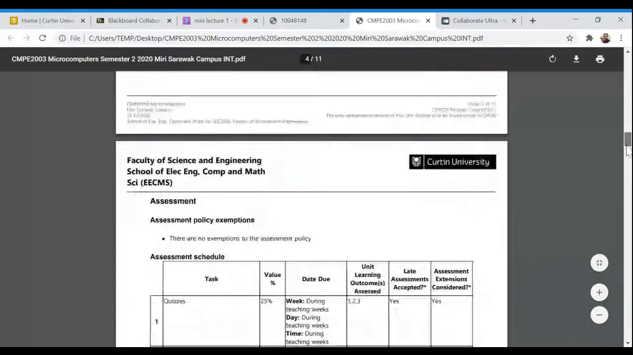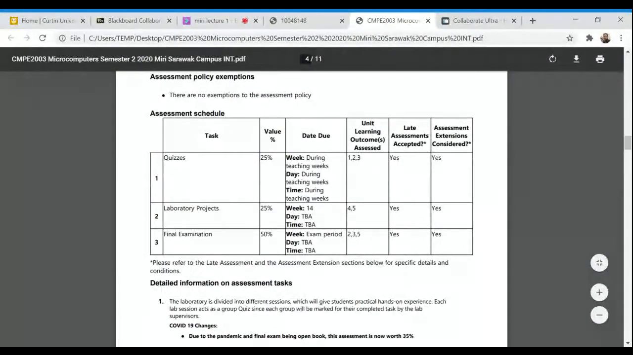More importantly, I'd like to tell you about a bit of confusion. If you're not familiar with the unit outline, this is the breakdown, and this is the most important stuff. You have quizzes 25%, lab reports 25%, and the final. But this is basically the case where there's no COVID, so this is a normal case. If there's no COVID-19, this will be implementable. You have a very nice breakdown: 25, 25, and a final exam of 50%.